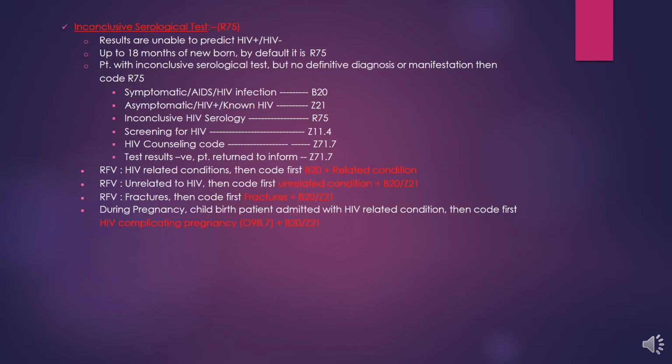During pregnancy, childbirth, or the puerperium, if the patient is admitted with an HIV related condition, then code first HIV complicating pregnancy O98.7-, then B20 or Z21.